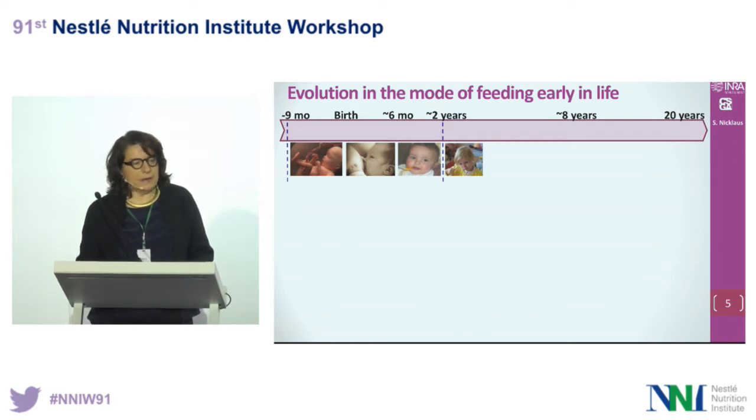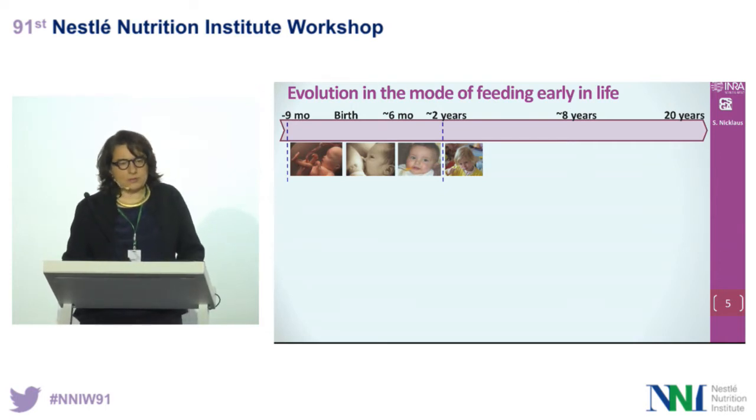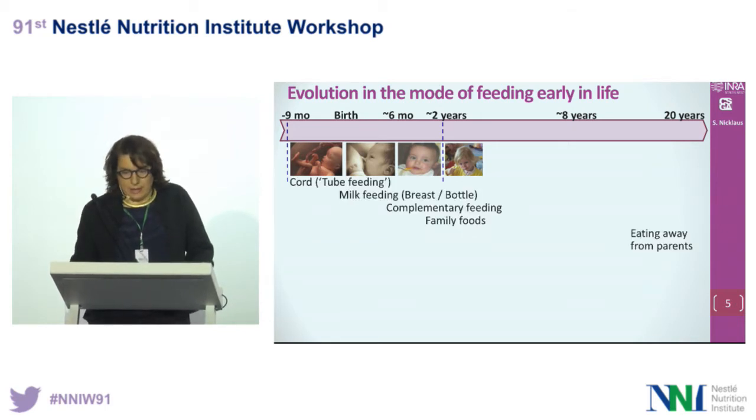And then, by the end of the first year, or maybe until the beginning of the second year, the child will receive the food from the family diet. So as you can see, that's a strong evolution in the types of food that are eaten and in the way children will eat.